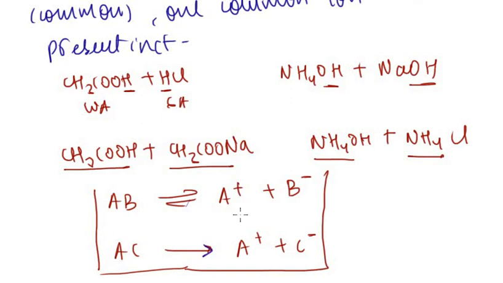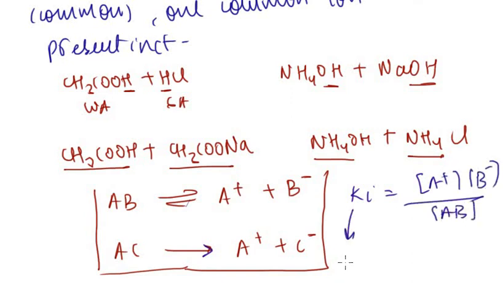Now, whenever all the A plus is present in the solution, we know we have increased the concentration of the product side. Ki is fixed; here we have A plus and B minus divided by AB. Ki doesn't change with concentration, it only changes with temperature. So whenever it is fixed and we are increasing the concentration, that means the concentration of AB will also increase to balance the Ki. So the reaction will move in the backward direction. So alpha of AB will decrease.